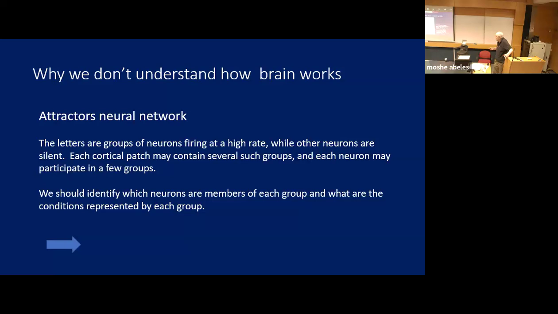Let me take another example. Another example of a network is the attractor neural network. In the attractor neural network, there are groups of neurons that excite each other and inhibit everybody else, such that this group stays active and the rest is silent. If you start from something which is not exactly this group, it usually would converge to this group. I want to show you an example of that, a very simple one.